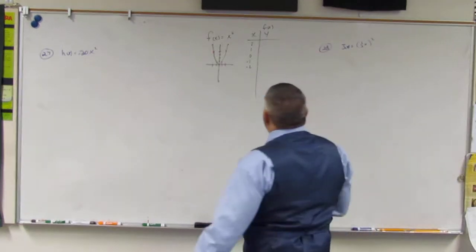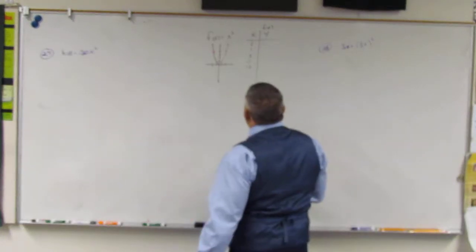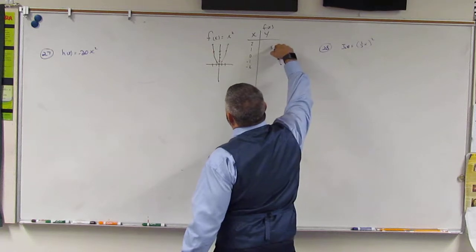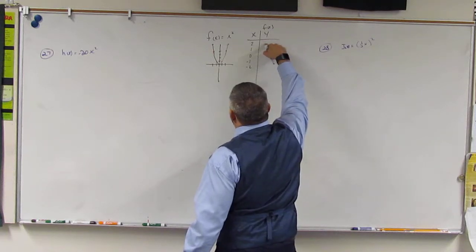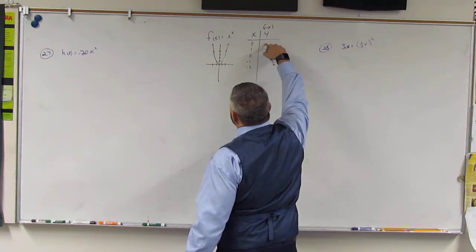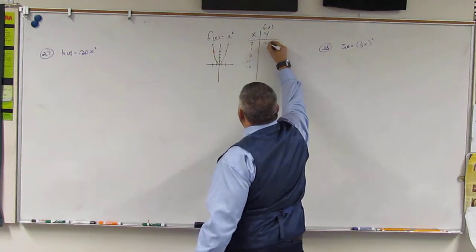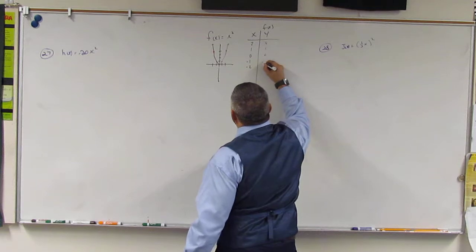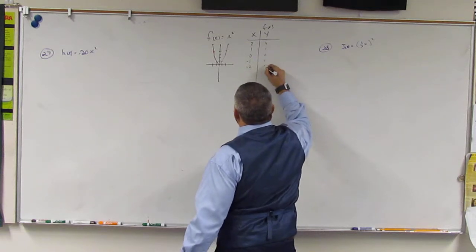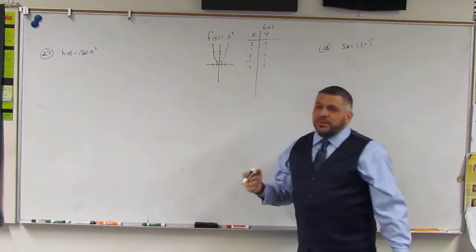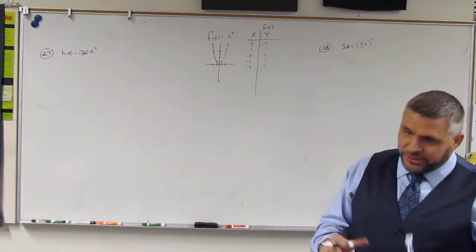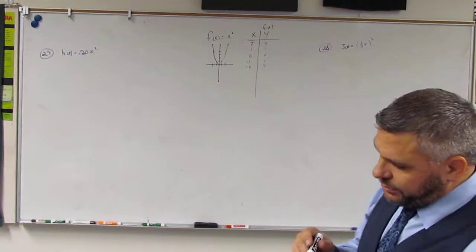And so then what we're going to do is figure out what y is. Well, 2 squared is 4. 1 squared is 1. 0 squared is 0. -1 squared is 1. -2 squared is 4. And that's where we got our points. Right? Yes. Okay.